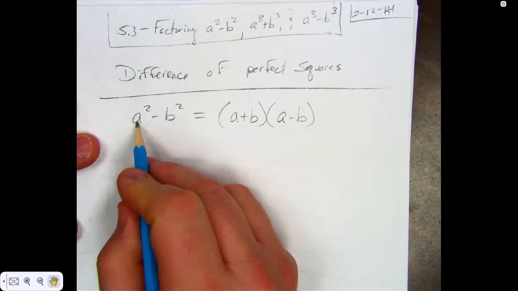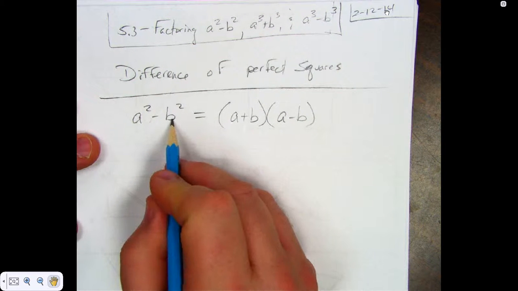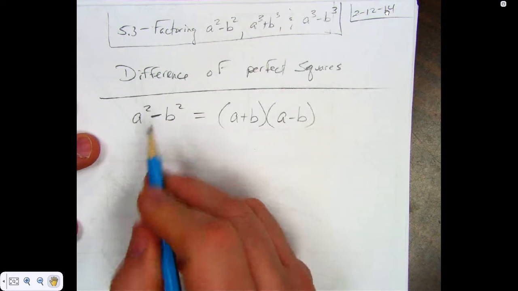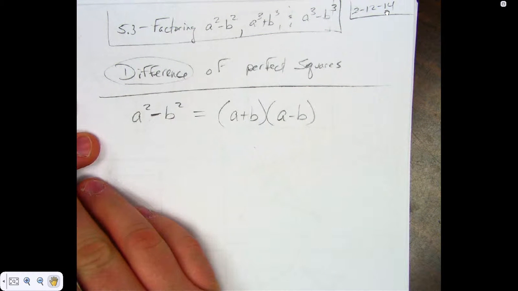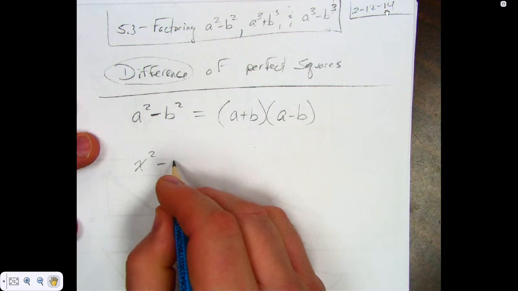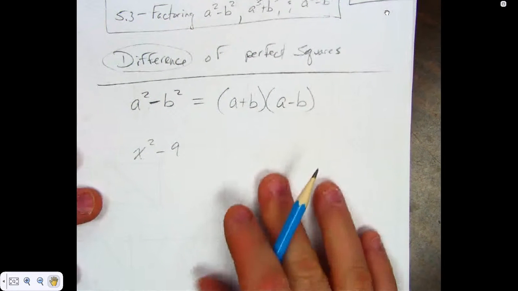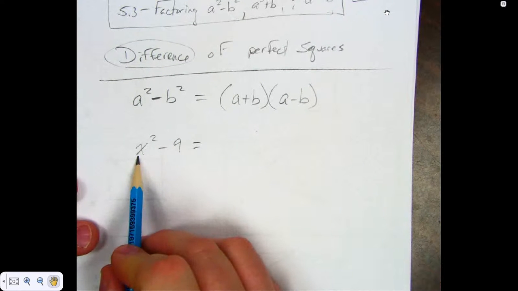This is a perfect square because it's a squared, right? This is a perfect square because it's b squared. And this means, what does that minus mean? What word? Difference, right? That's why it's called the difference of perfect squares. So if I had x squared minus 9, is that a perfect square?